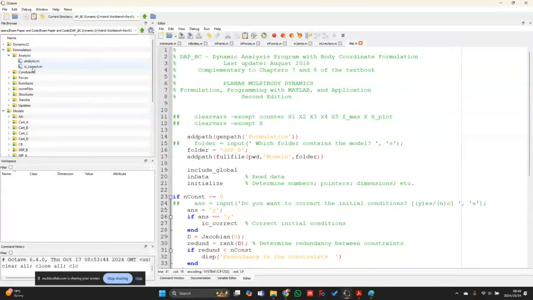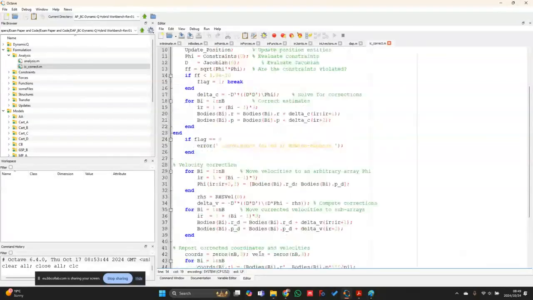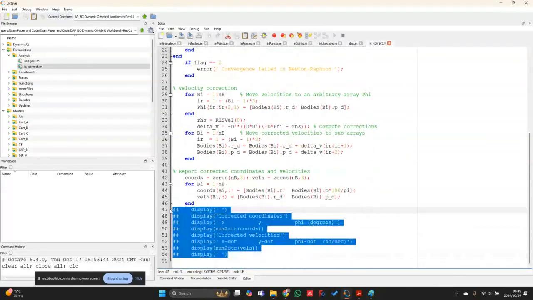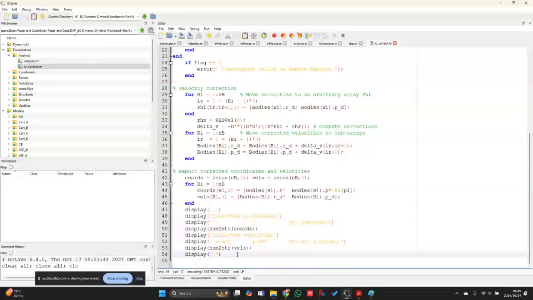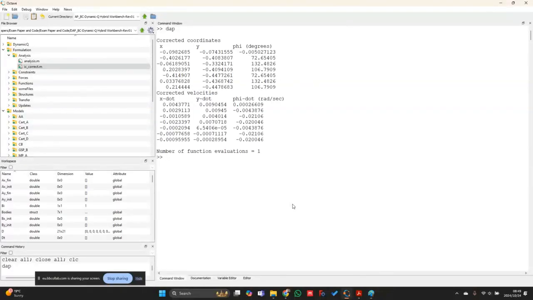So if I go to the analysis IC correct, then here at the bottom, this part was commented out. So I'm just going to uncomment this. I just want to make sure that the values that I get do make sense as well. So once all of that is done, I'm just going to run clear all, close all, CLC, type in DAP. Okay, so now it says number of function evaluations is 1. This makes sense since it's a static test.